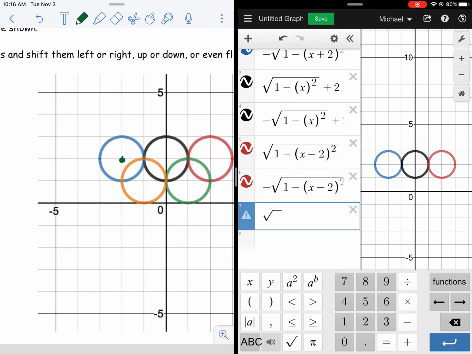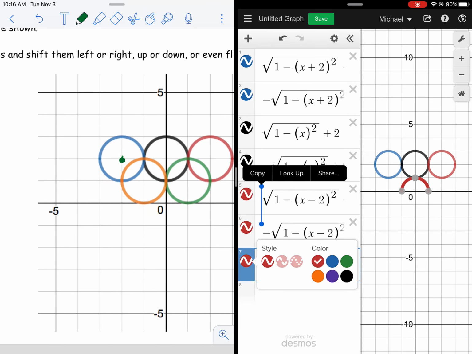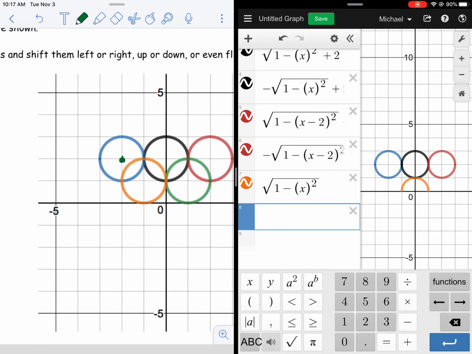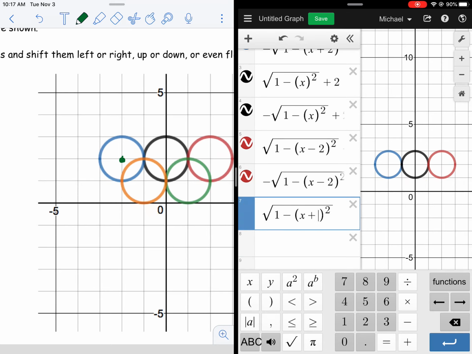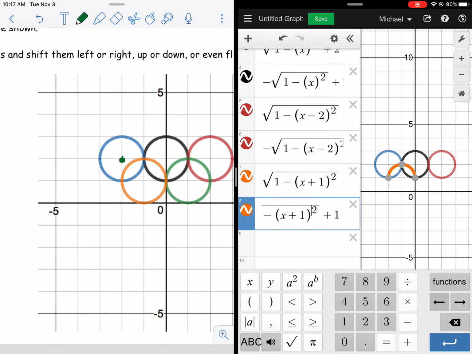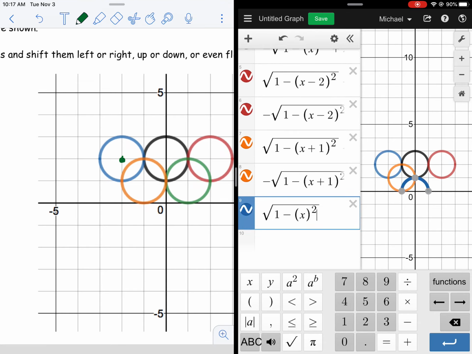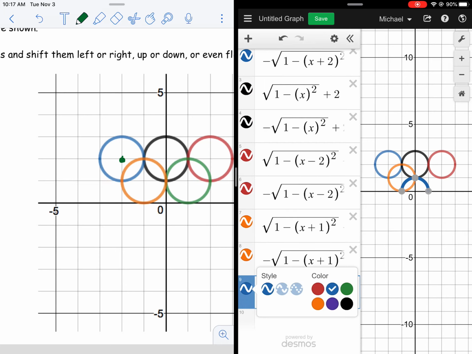The next one, square root 1 minus x squared. First I want it to be yellow or orange. I want it to be orange. So I can go left 1, up 1. There it is. And then we make it negative: settings wheel, duplicate button, and then click out front. Make it negative. Okay, and the last one's the green one. Square root 1 minus parentheses x squared. I want it to be green.